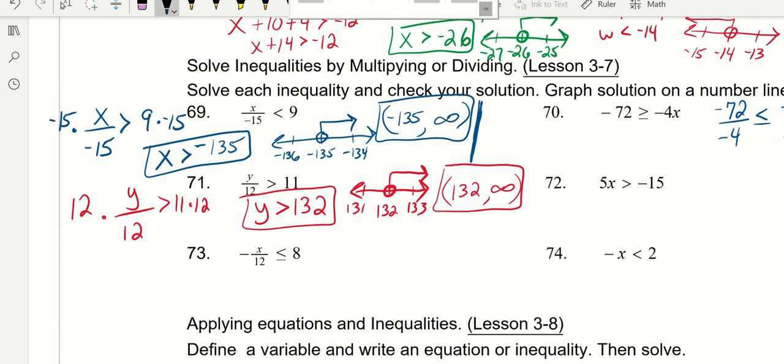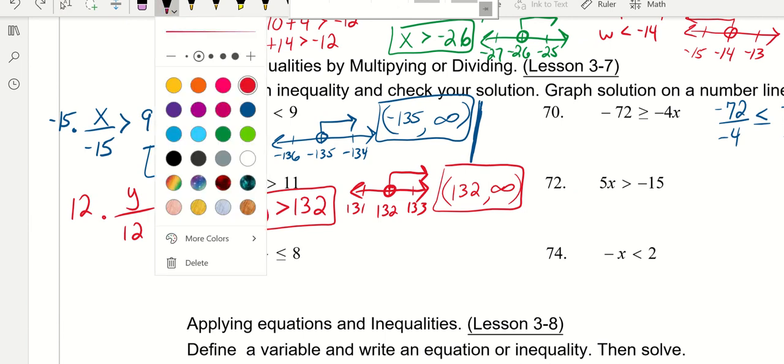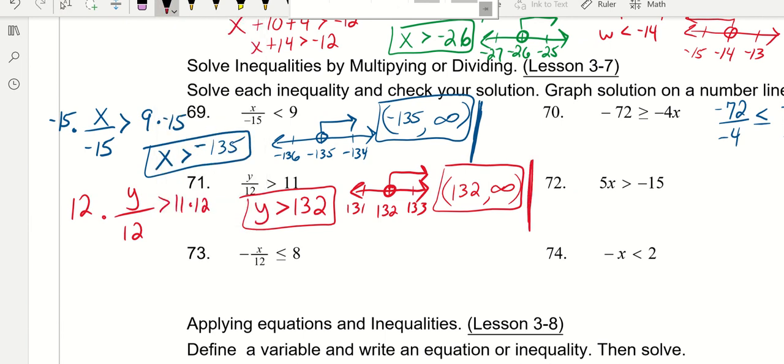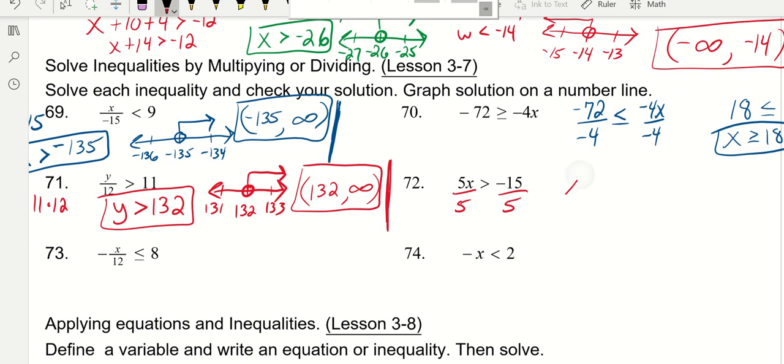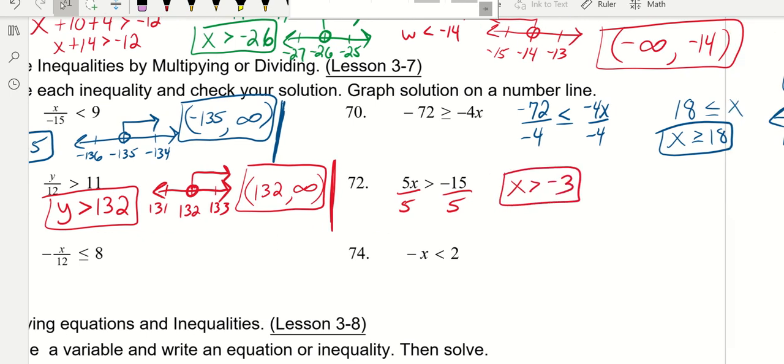Number 72. 5 multiplied by x. We're going to divide by 5. That looks like this. Divide by 5. We don't flip our sign because we're not dividing by a negative, so x is greater than negative 15 divided by 5 is negative 3. There we go. Let's graph this now.